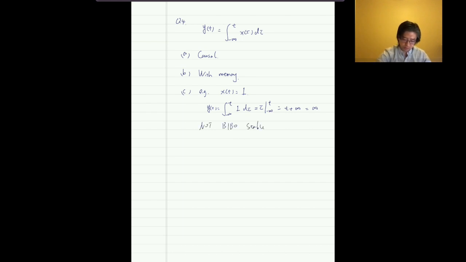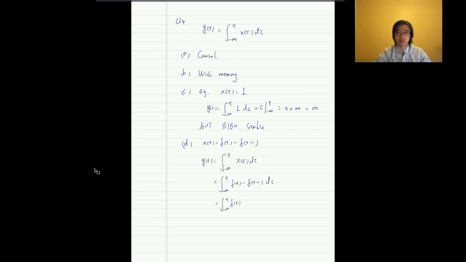Okay, so now let's see the last one, D. What we have is that, let's say the input is x(t) equals delta(t) minus delta(t minus 1), and then we're going to compute and sketch the output. So now let's compute it. In this case, the output y(t) equals the integral of x(tau) d tau, which equals the integral of delta(tau) minus delta(tau minus 1) d tau. So we can break this into two terms: the integral of delta(tau) d tau minus the integral of delta(tau minus 1) d tau.